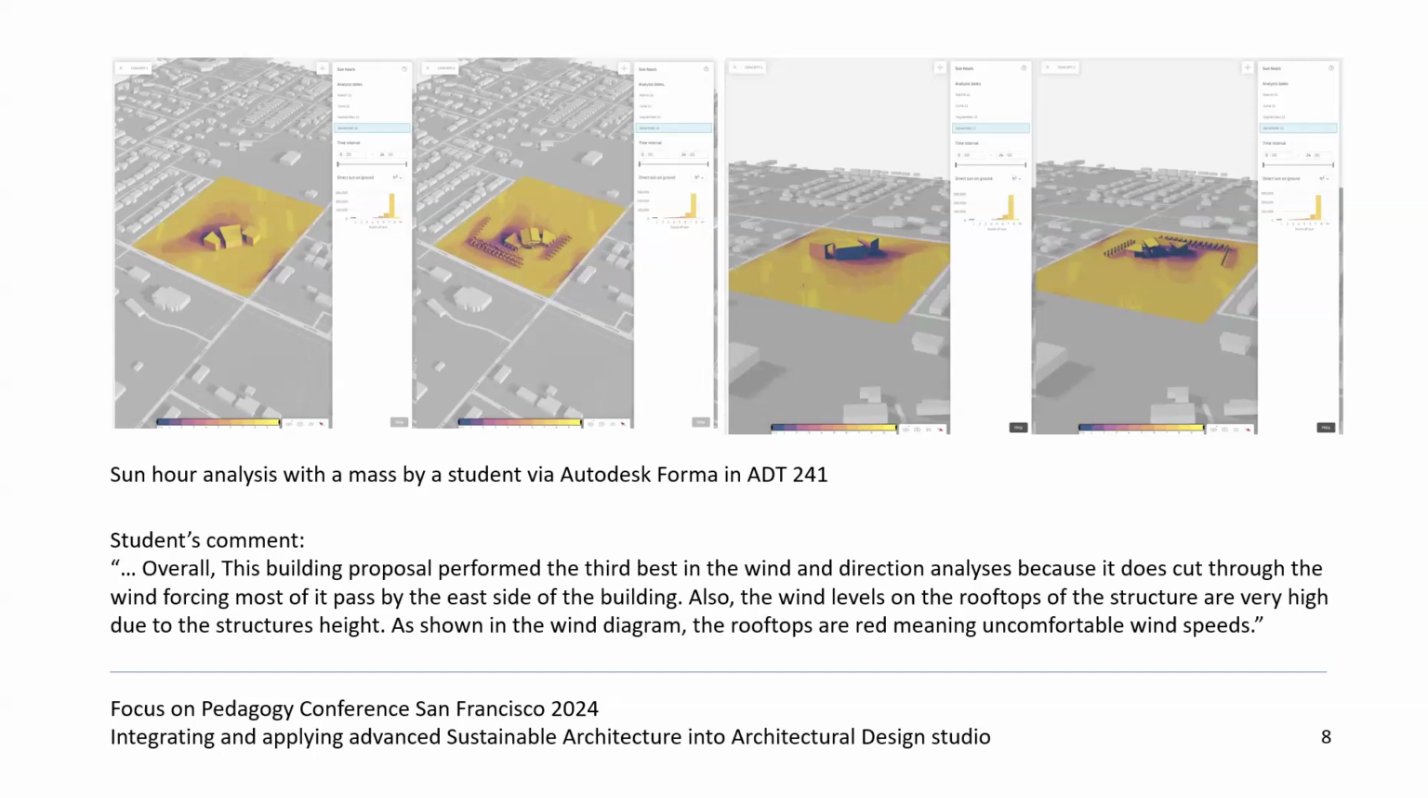And when they input their masses, as I said, if they understand that, for instance, their masses receive too much solar radiation in a harsh summer climate condition, they start to revise the mass to receive less solar radiation and have more shade on the envelopes.